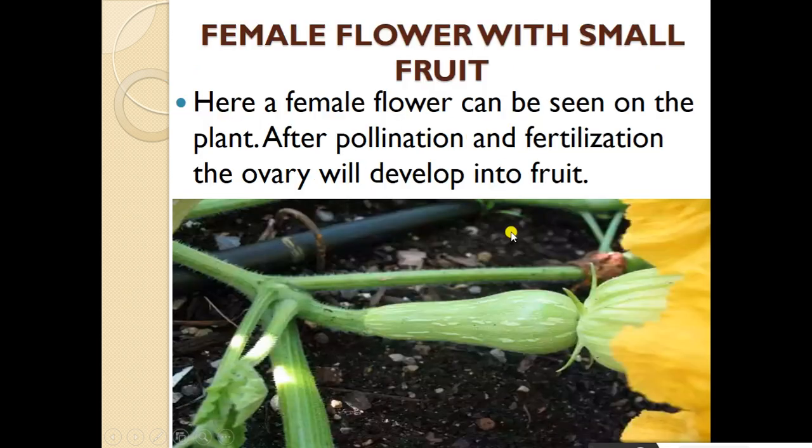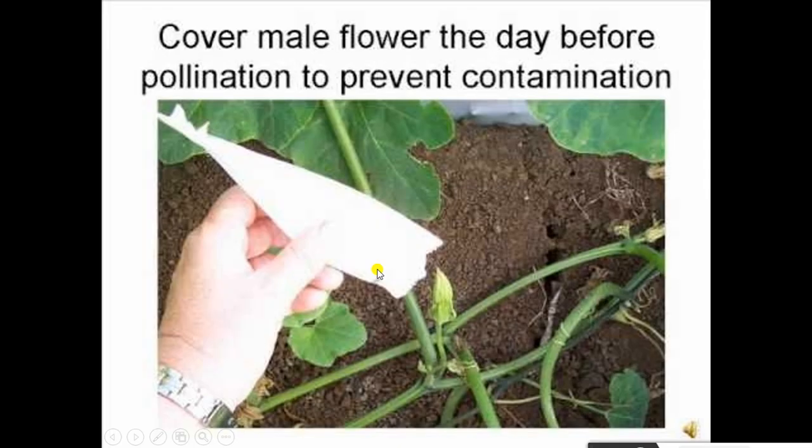Then female flower with small fruit. See the female flower with small fruit. Here a female flower can be seen on the plant. After pollination and fertilization, the ovary will develop into fruit. We see here.